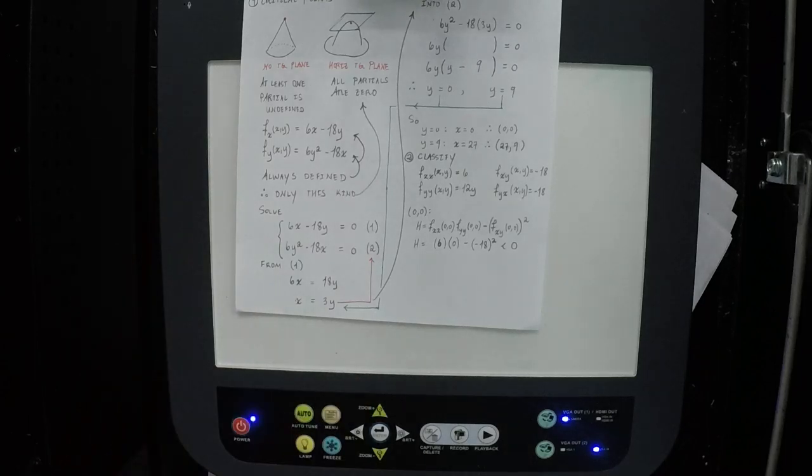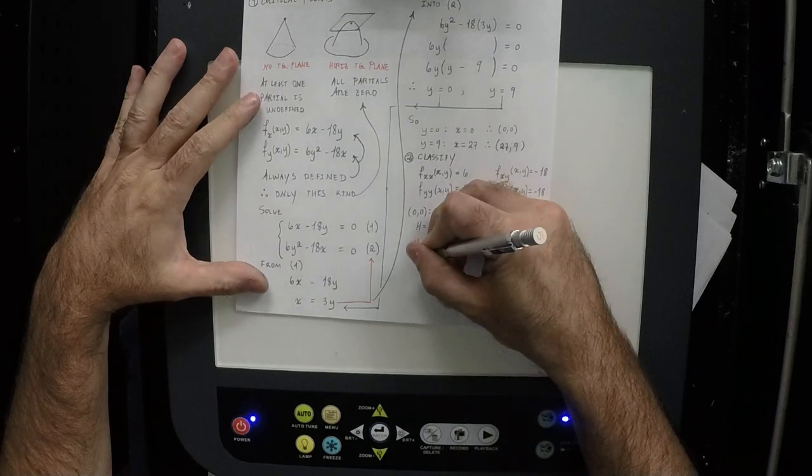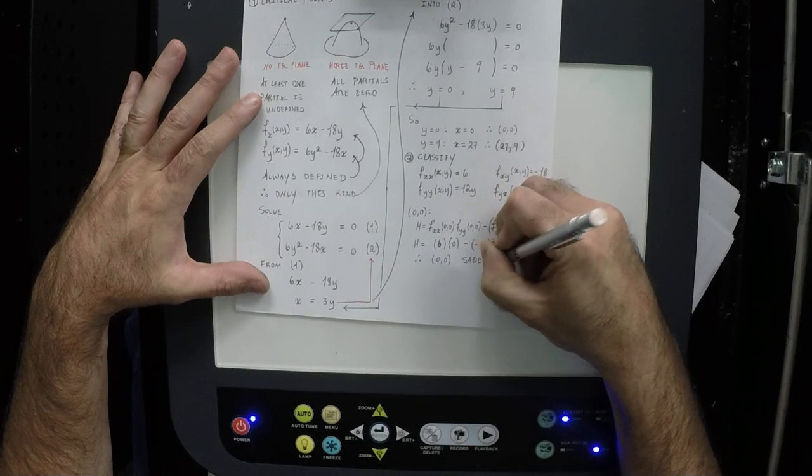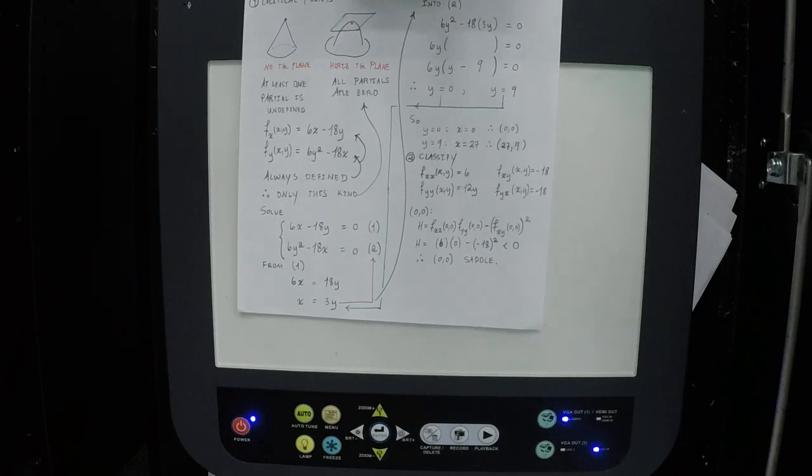What does that tell us about this critical point? Remember, there's three conclusions. There's three exits in the second partials test. Got to remember which one is which. We have established that at the origin, h is negative. It's a saddle. Therefore, 0, 0 is a saddle. Because remember, that a negative h implies an inconsistent concavity. The inconsistent kind.